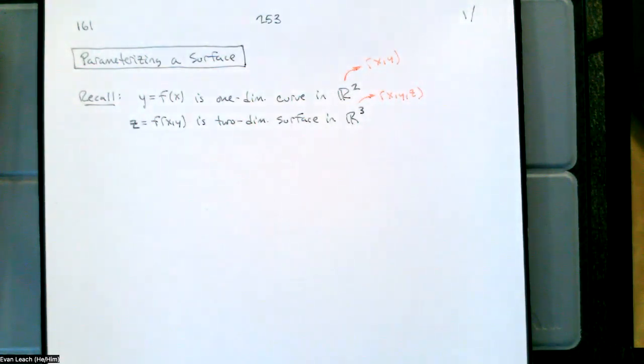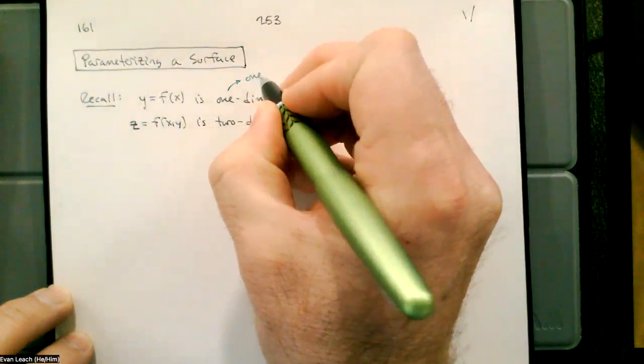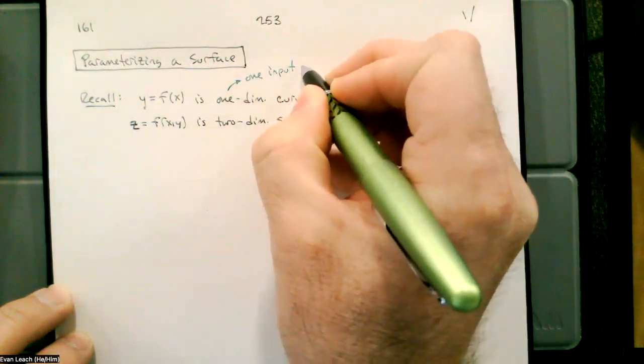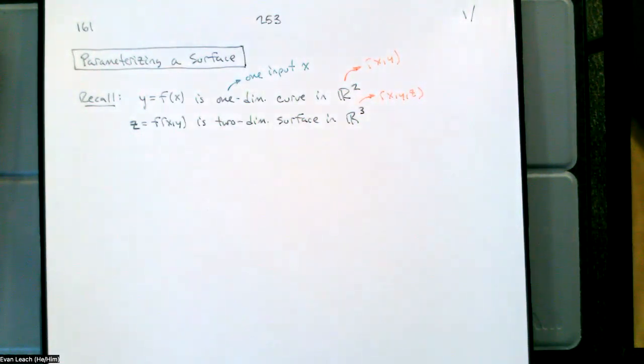When we're making a function, when one variable is a function of the other variable or variables, we're taking the dimension of the space and subtracting one. And then that's the dimension of the thing that we end up with. So we end up with a one-dimensional curve in R2 because we've got one input. Z equals f of x, y ended up producing a two-dimensional surface in R3 because we had two inputs, an x and a y.